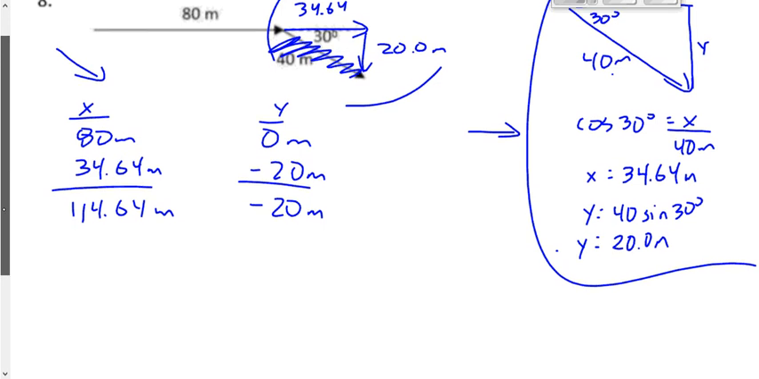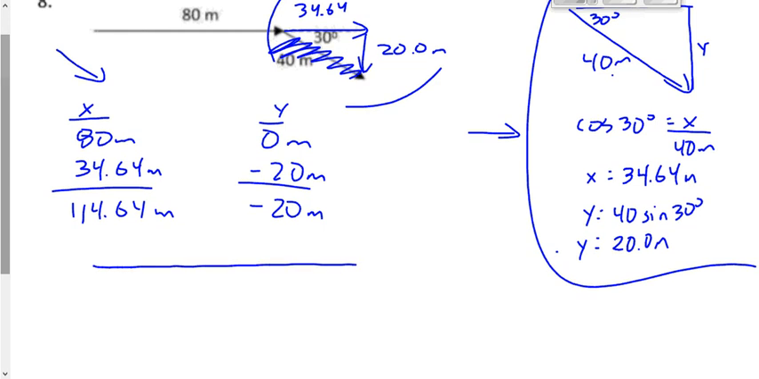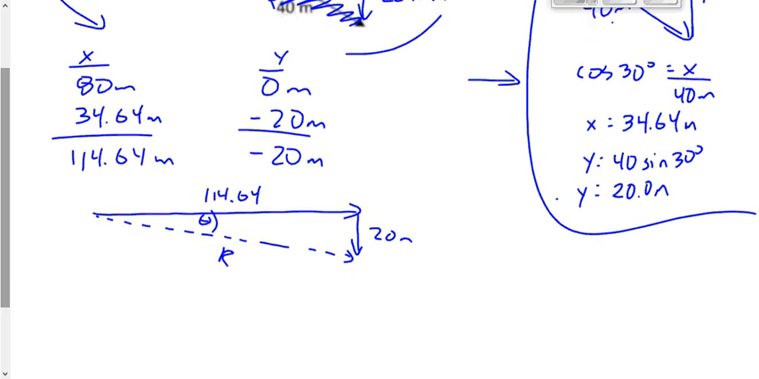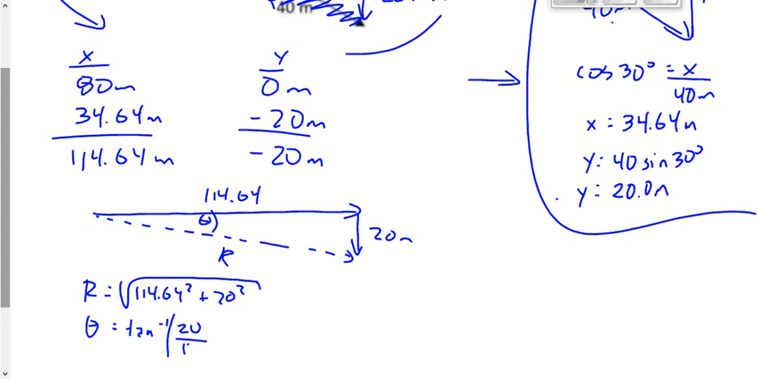And now let's redraw this. We say 114.64 to the right. And then we say 20 down. Now it's important to draw my arrows on my diagrams. It's critical at this point to draw the arrows on the diagrams. 114 to the right, 20 down, and the resultant vector is drawn from start to finish here. Solve for theta, which is at the start of my vector diagram. R is the square root of 114.64 squared plus 20 squared. And theta is the inverse tan function of opposite over adjacent. Opposite is 20, adjacent is 114.64.